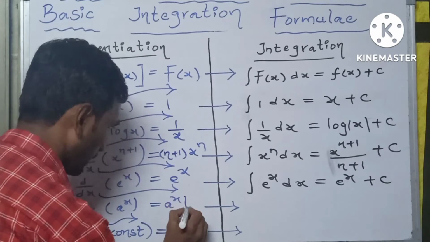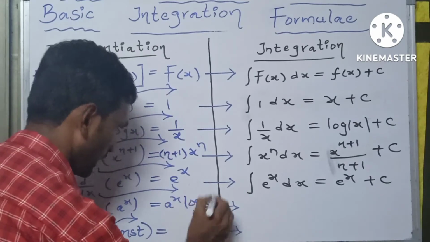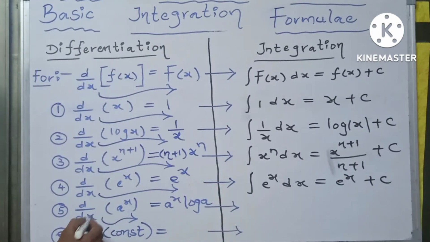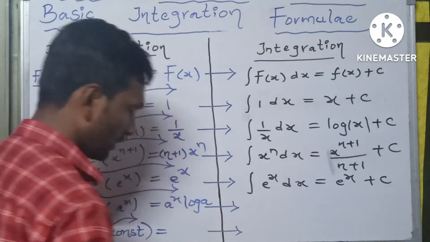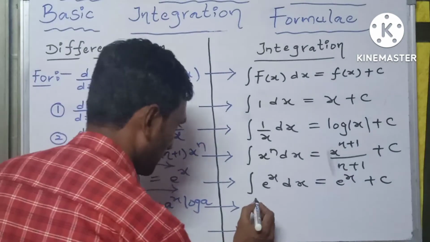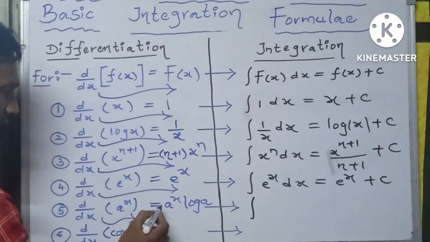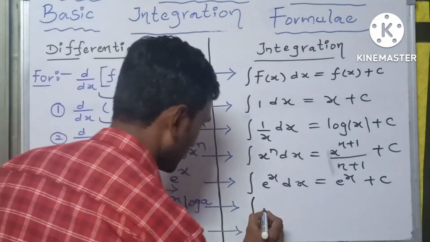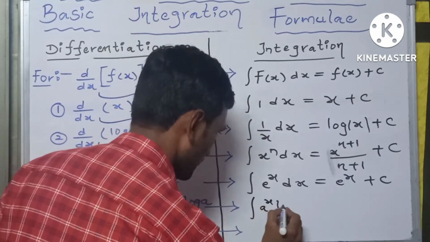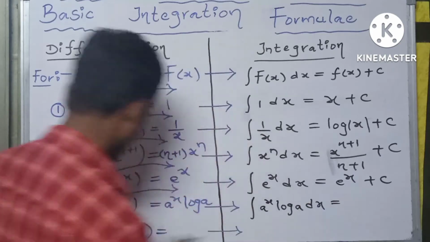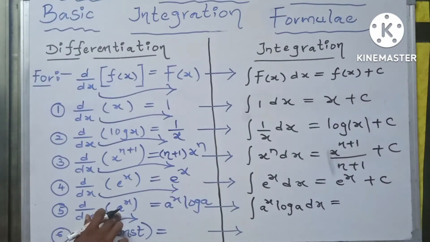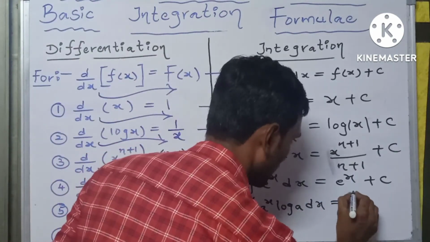Coming to next one, derivative of a to the power x equals to a power x into log a. Now derivative coming to second side changes antiderivative, and it is represented by the symbol integral a power x into log a dx is equals to, coming to LHS side where remaining function is a to the power x.